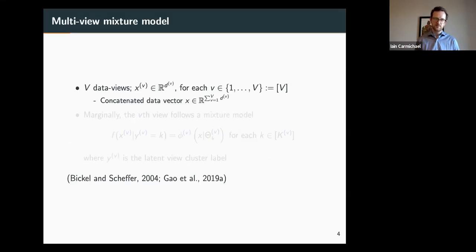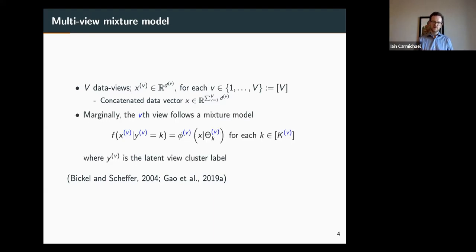So the mixture model. The setting we're working in, we're going to assume we have a V-view data set. I'm going to use superscripts to correspond to views. Each x^v is a d^v-dimensional vector, and we might concatenate them together to form x, which is a sum-over-d^v dimensional vector. That's going to be our random vector, and when we get data, we're going to observe n of these random vectors.